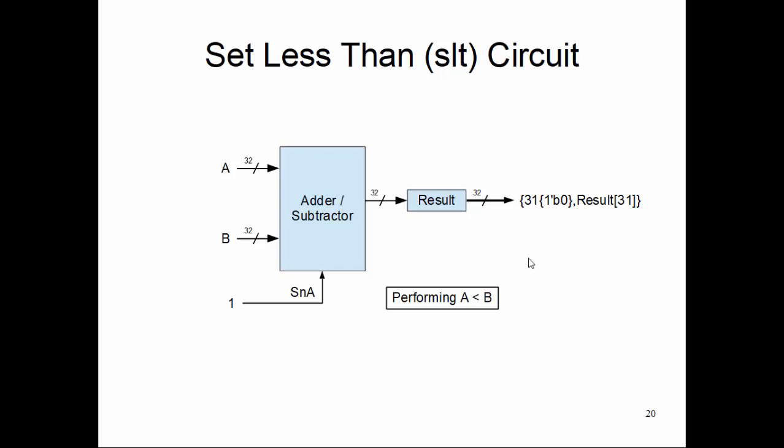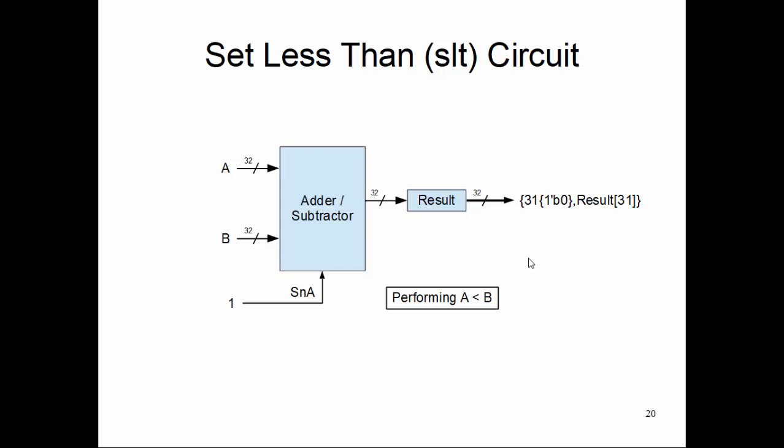So what we can do, we can use our adder-subtractor circuit to determine if A is less than B or not. What we do basically, we perform a subtraction operation between A and B. Let's say I want to check if A is less than B or not. That's the SLT circuit. We just use the adder-subtractor circuit, configure it as subtraction, and we look at the result.